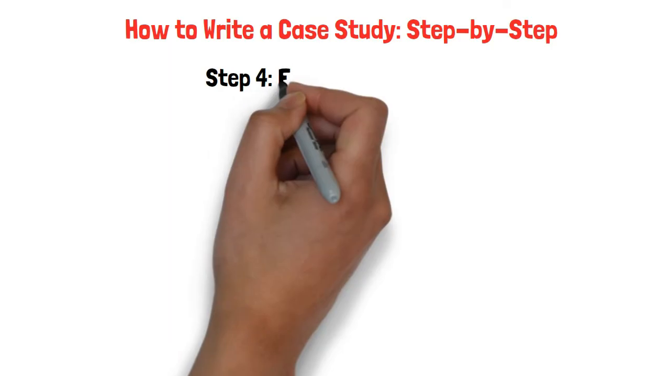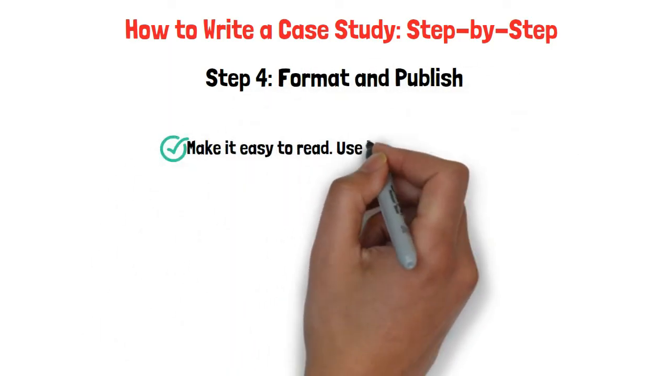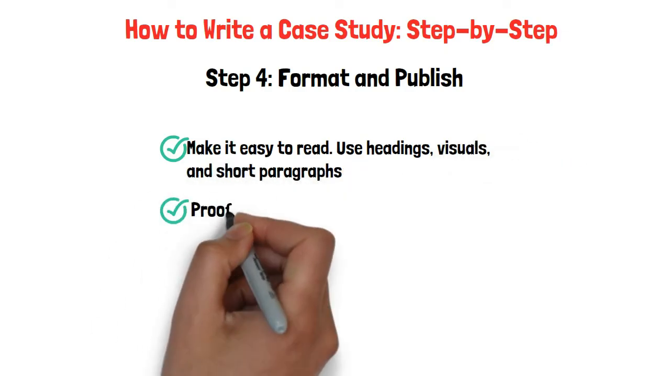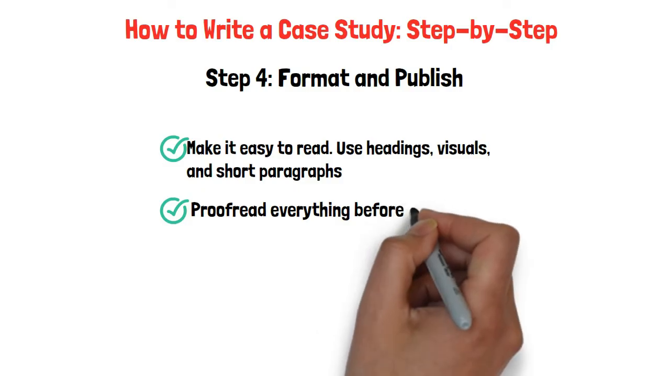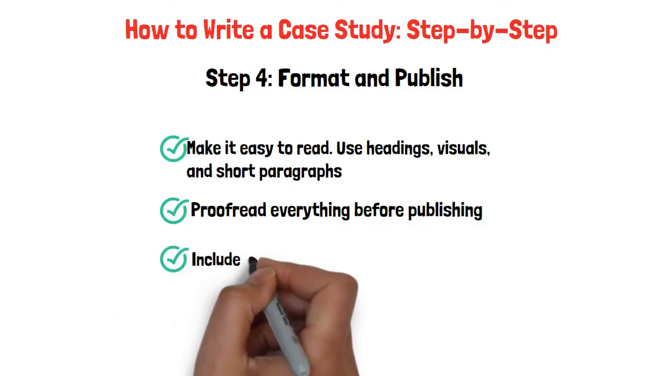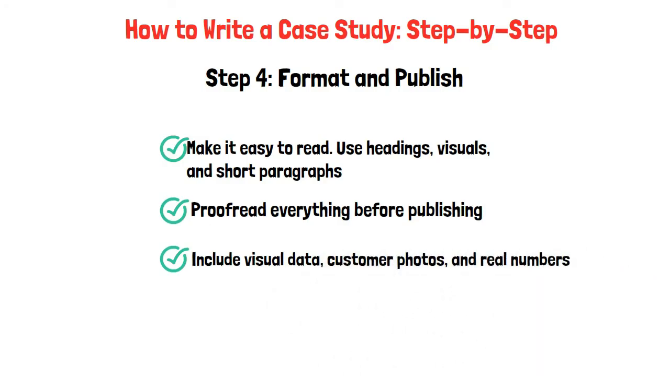Step 4. Format and publish. Make it easy to read. Use headings, visuals, and short paragraphs. Proofread everything before publishing. Small mistakes damage credibility. If possible, include visual data, customer photos, and real numbers.